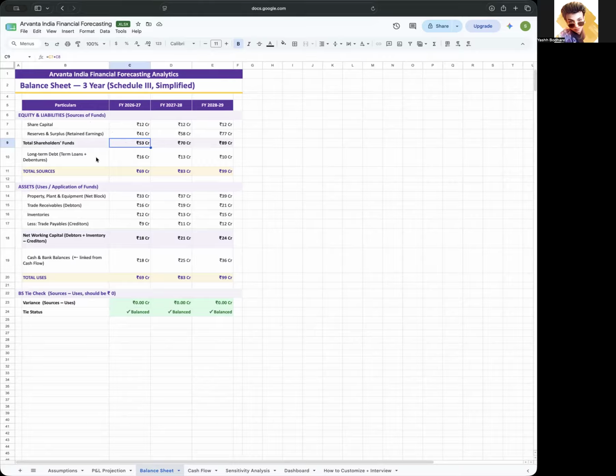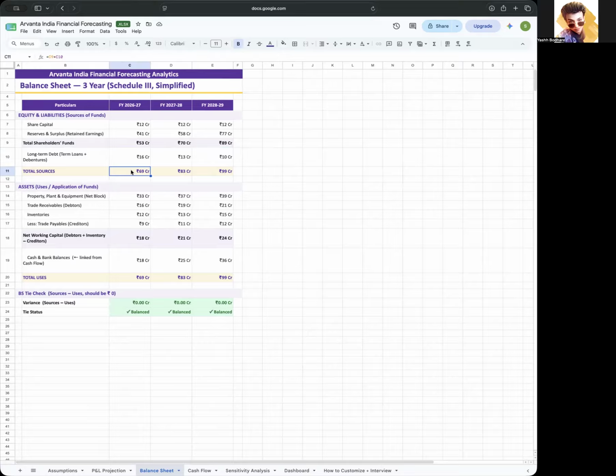So then there's long-term debt. This includes term loans, bank borrowings, or debentures that the company has to repay over several years. In our forecast, long-term debt gradually decreases from 16 crores to 13 crores and finally 10 crores. This tells us that the company is repaying its loans over time instead of taking on additional debt. From a financial health perspective, this is a positive sign because lower debt generally means lower interest cost and lower financial risk. So yeah, debt is getting lowered, so that's good.